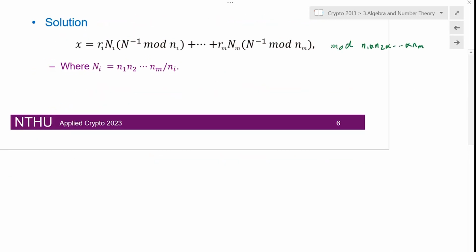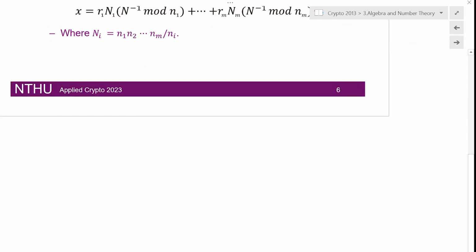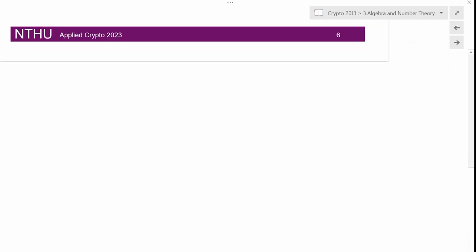So let me give you an example. Again, this kind of problem is easier to understand if we have an example. Suppose that I have m different numbers, n1, n2, all the way to nm, such that every ni is coprime to the other n's. For any i not equal to j, if you take any of these pairs, they're going to be coprime. That means that their GCD is 1.